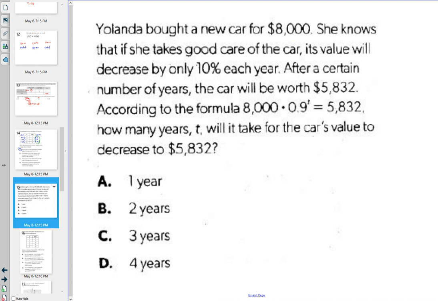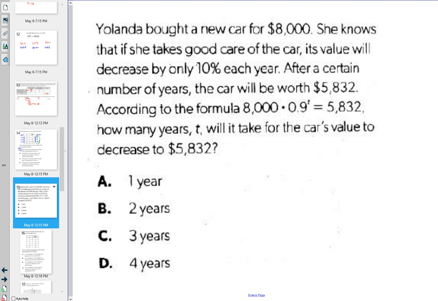Yolanda bought a new car for $8,000. She knows that if she takes good care of the car, its value will decrease by only 10% each year. After a certain number of years, the car will be worth, okay, according to the formula. So you do not have to make the model. They gave it to you. How many years will it take for the car's value to decrease to?